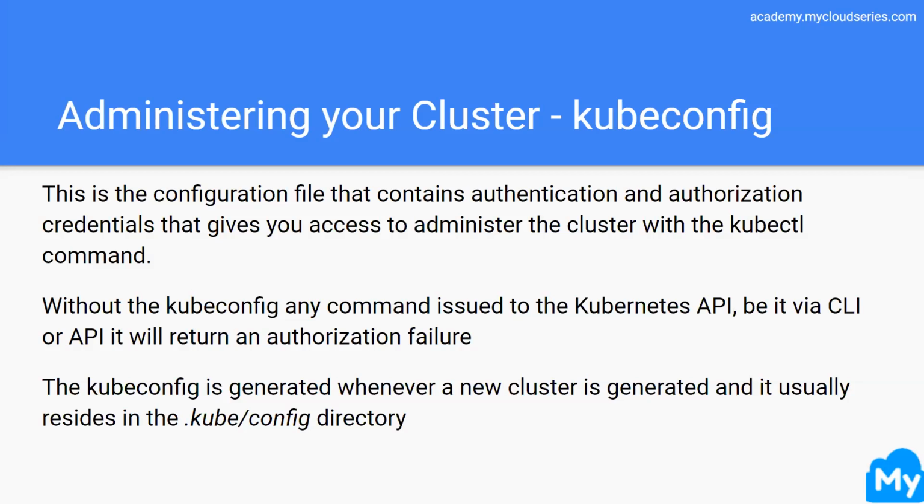Now, don't forget, your kubectl communicates with the Kubernetes API at the end of the day. So every request that comes to Kubernetes must come via the API. It doesn't request from anywhere. So the kubeconfig is more or less, like I said, the username and password, or the configuration that gives you access to administer the cluster. So it's a very important file.